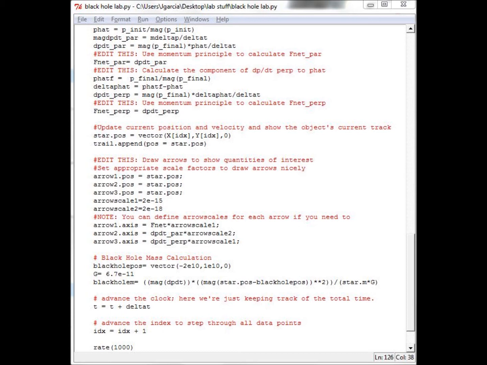Also, under black hole mass calculation, that's where I actually calculate the mass of the black hole using the information I was getting. The starting coordinates of -2 times 10 to the 10 and a y direction of 1 times 10 to the 10. Since I know that G is equal to 6.7 times 10 to the -11th, I can manipulate the formula to isolate the mass of the black hole.